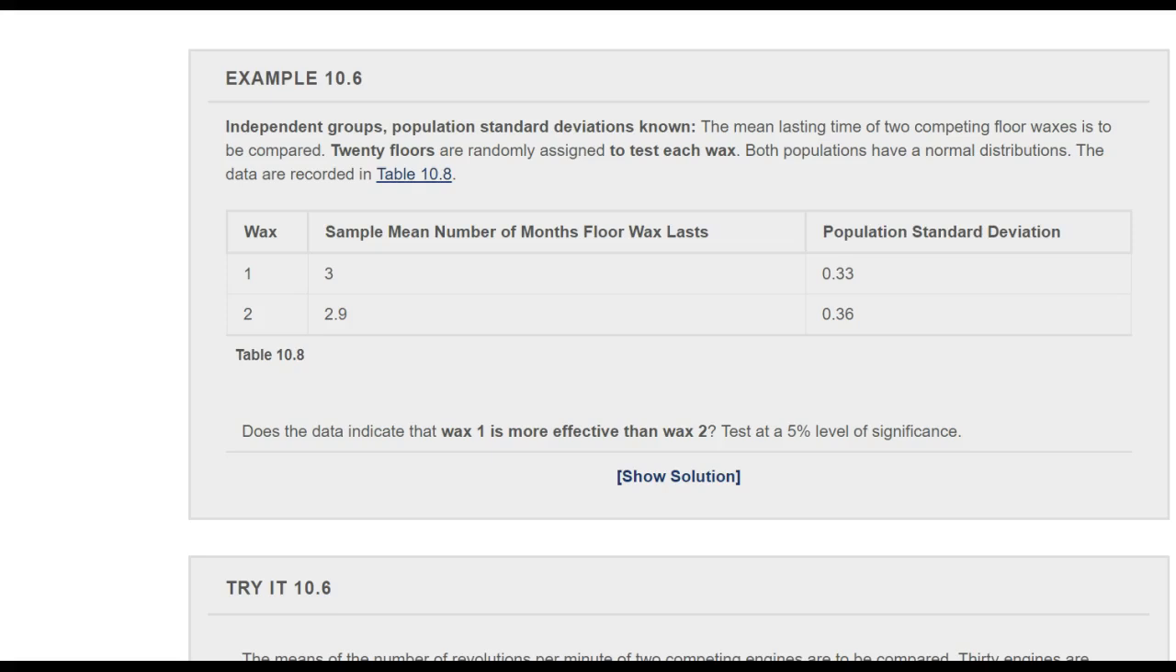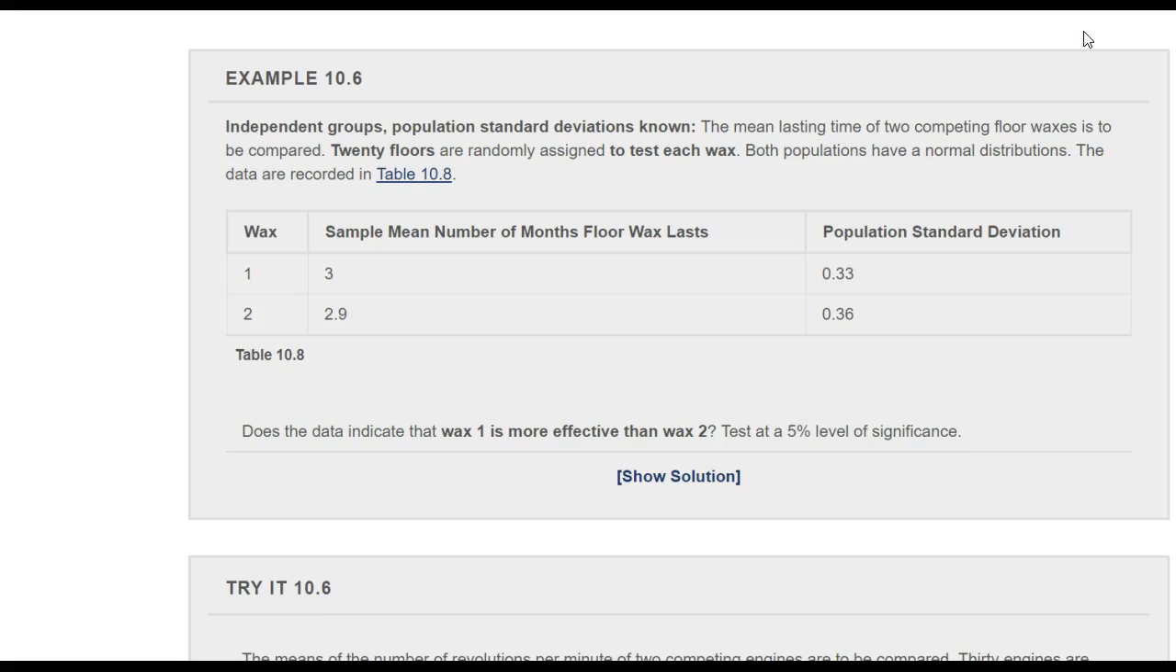The mean lasting time of two competing floor waxes is to be compared. 20 floors are randomly assigned to test each wax. Both populations have a normal distribution, and the data is right here. For wax number 1, it lasted an average of 3 months, with a population standard deviation of 0.33. The second floor wax lasted on average 2.9 months, with a standard deviation of 0.36.